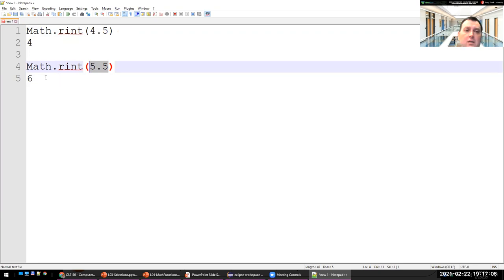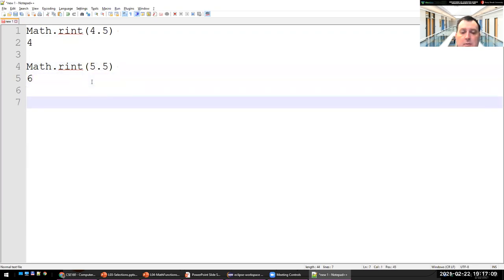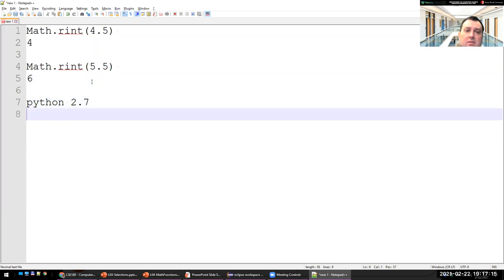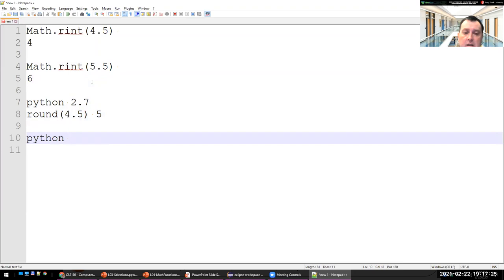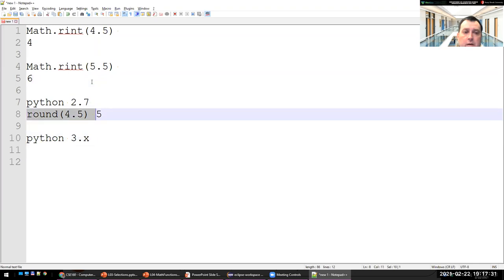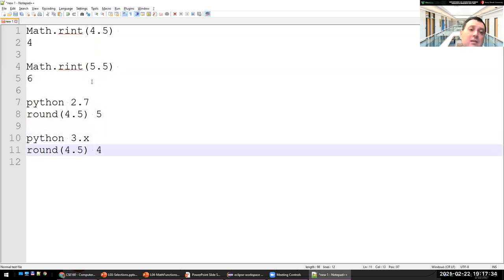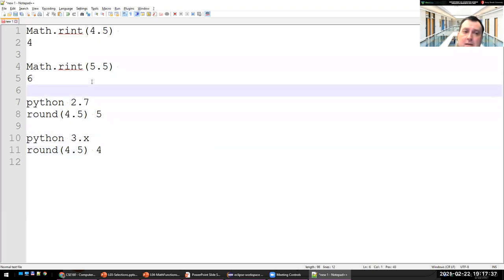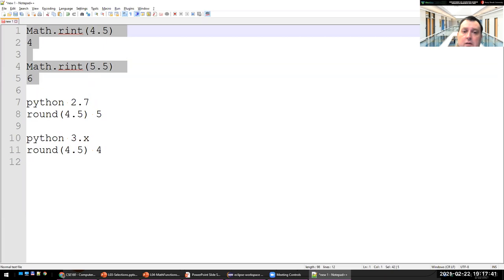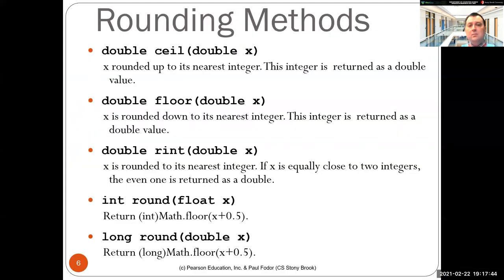In fact, in Python there is a difference with Python 2.7. So in Python 2.7, round of 4.5 would return 5. And in Python 3.x, any value of x, round of 4.5 would return 4. That's because at that time, Python was not implementing the standard. The standard is what we have for rint in Java. It's basically a standard behavior that when you are equally distanced from two integers, the even one is returned.